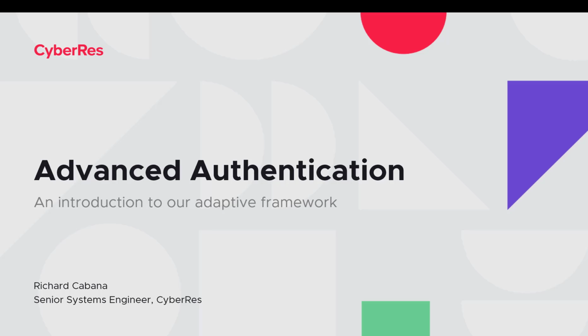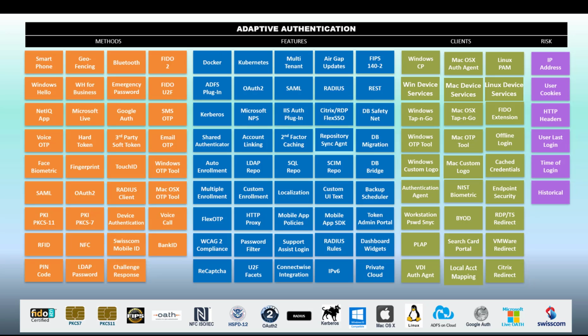I'm a senior systems engineer with CyberRes in the CIAM space, and I'm going to give you a brief overview of advanced authentication. Advanced authentication is an adaptive authentication framework built on open standards. We support plenty of different methods, including smartphone, Bluetooth, soft and hard tokens, and of course, Windows Hello.